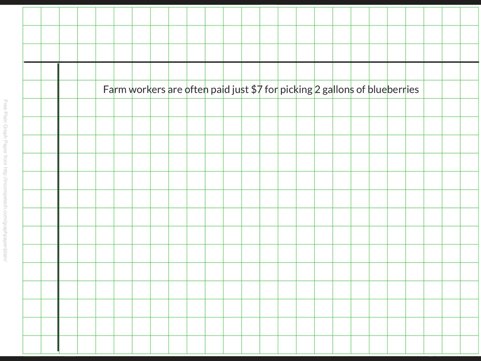This is a ratio I saw recently in the news that said farm workers are often paid about $7 for picking 2 gallons of blueberries. So I'm looking at this as a ratio, and I see that the ratio is 7, in this case $7, for every 2 gallons. So the ratio is 7 to 2. Now we can scale this ratio up and find equivalent ratios.